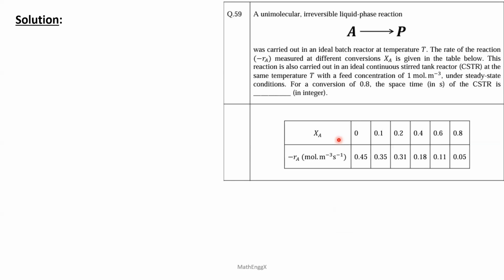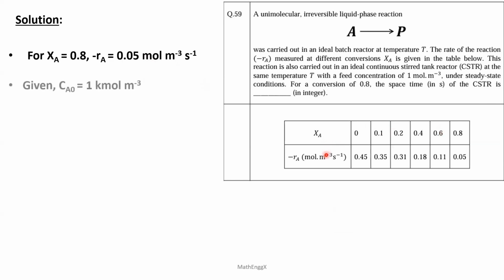So let's look into the solution to this question. For XA equal to 0.8, we know that minus RA is 0.05 moles per meter cube second from the given data. And it is given that Ca0 is 1 kilomole per meter cube.